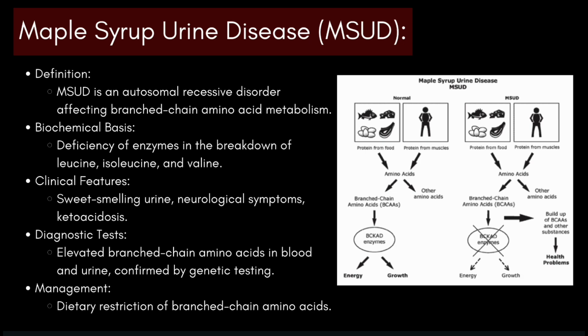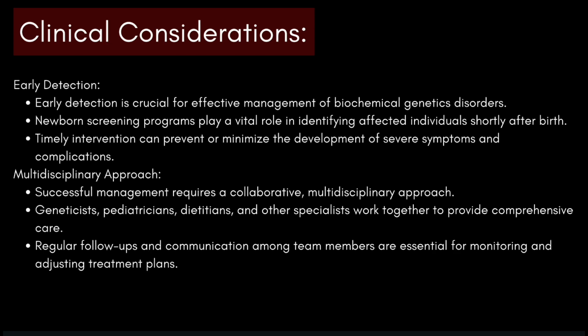Diagnostic tests for maple syrup urine disease include elevated branched chain amino acids in blood and urine, which are confirmed by genetic testing. Management of maple syrup urine disease is primarily done by dietary restriction of branched chain amino acids. Moving on. Some key clinical considerations to keep in mind.